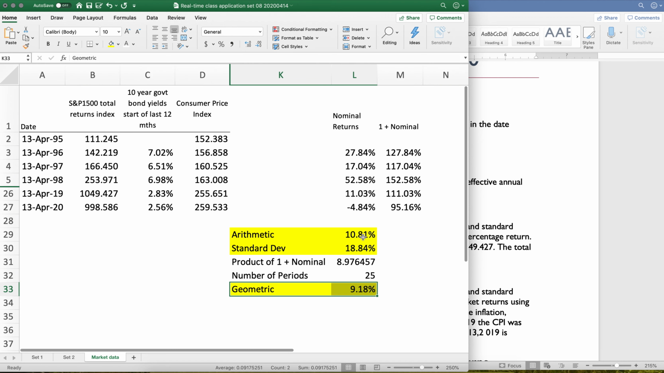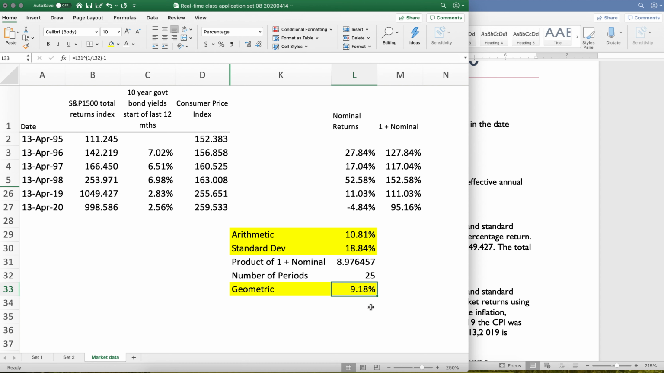The intuition here, the reason it's different is because the geometric takes into effect compounding. In this case, it's lower. And the standard deviation tells us what the sort of variance is. So notice we have some years that the market went up crazy and other years where it goes down. So on average, it's about an 18% standard deviation. And I think that's all we have on this question.